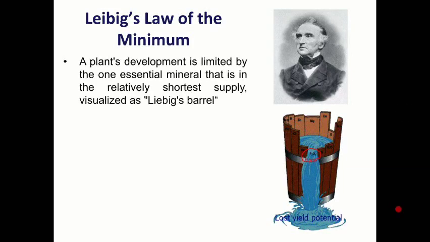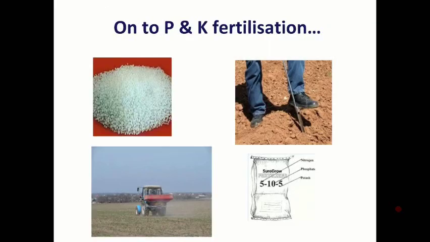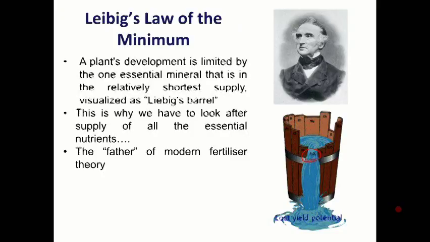So this is sort of how it's defined. A plant's development is limited by the one essential mineral that is in the relatively shortest supply. And that's why we have to look after supply of all essential nutrients. And yeah, Liebig is considered the father of modern fertilizer theory. And you can tell by what he's wearing that it was probably quite a few years ago that he came up with this law, back in the late 19th century.